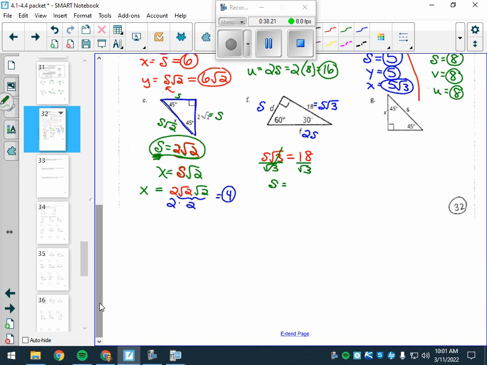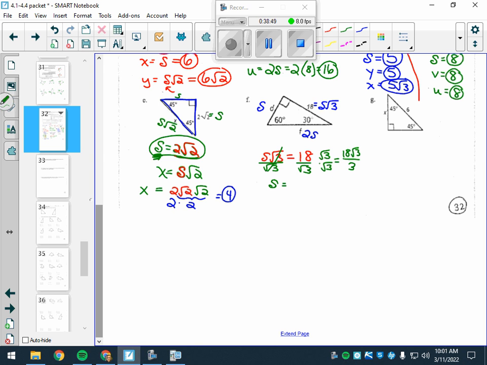What's wrong with that picture? Yes, good. We have to rationalize the denominator. You can't keep a radical in the bottom of a fraction. So we have to rationalize the denominator. Multiply top and bottom by root 3. On the top, we get 18 root 3. On the bottom, we get what?